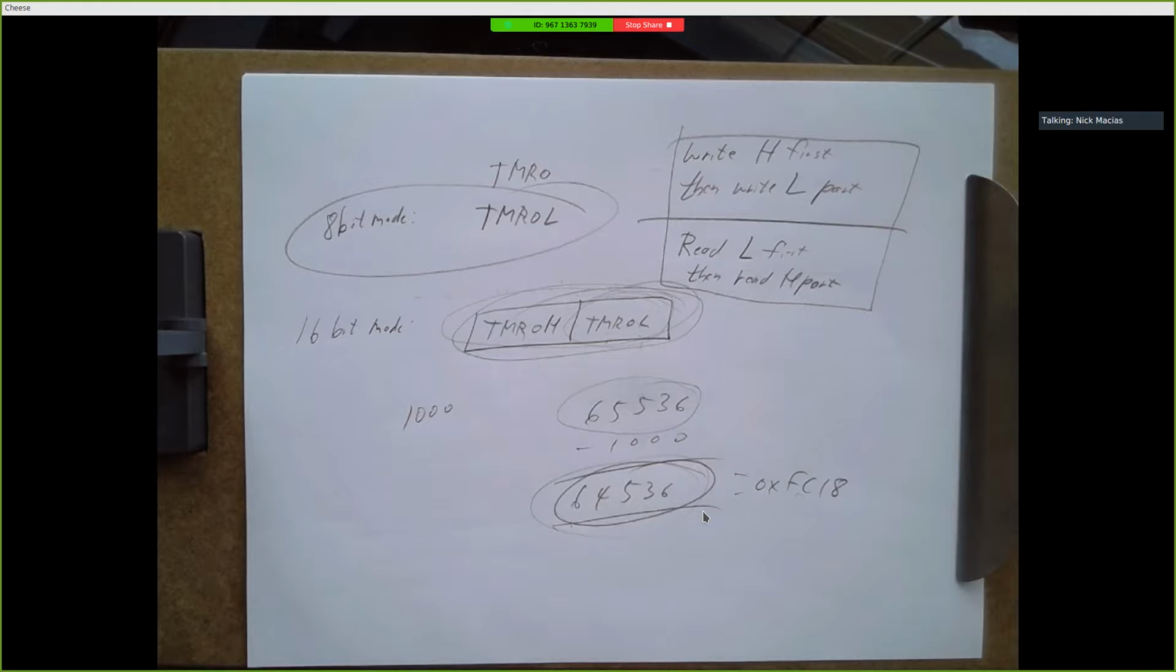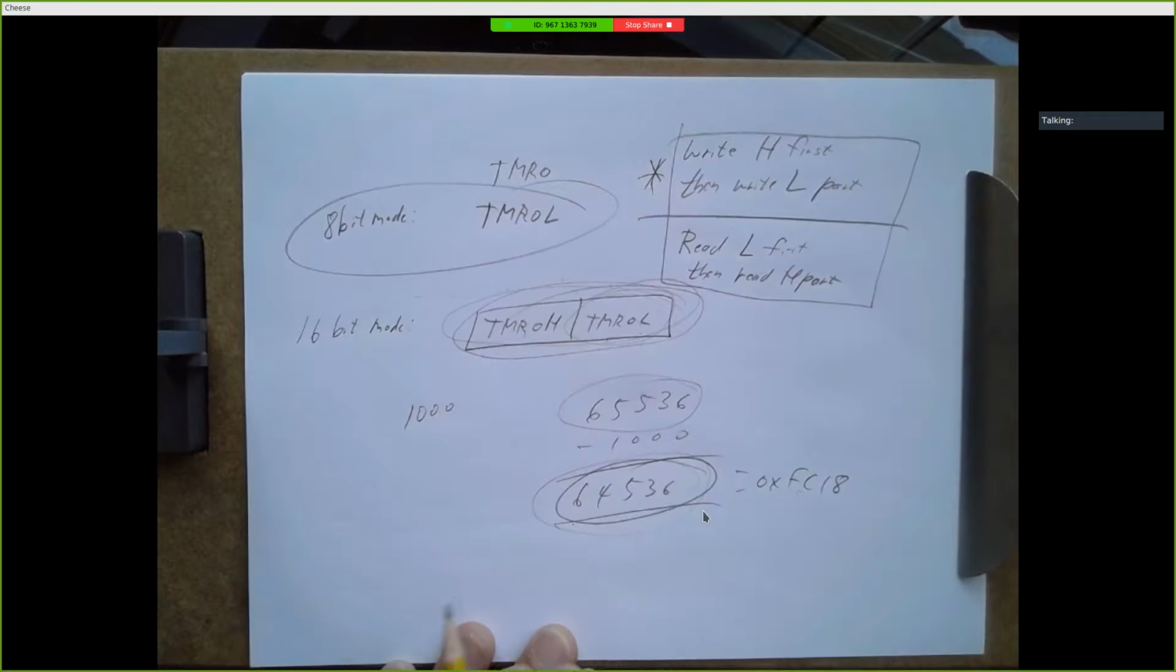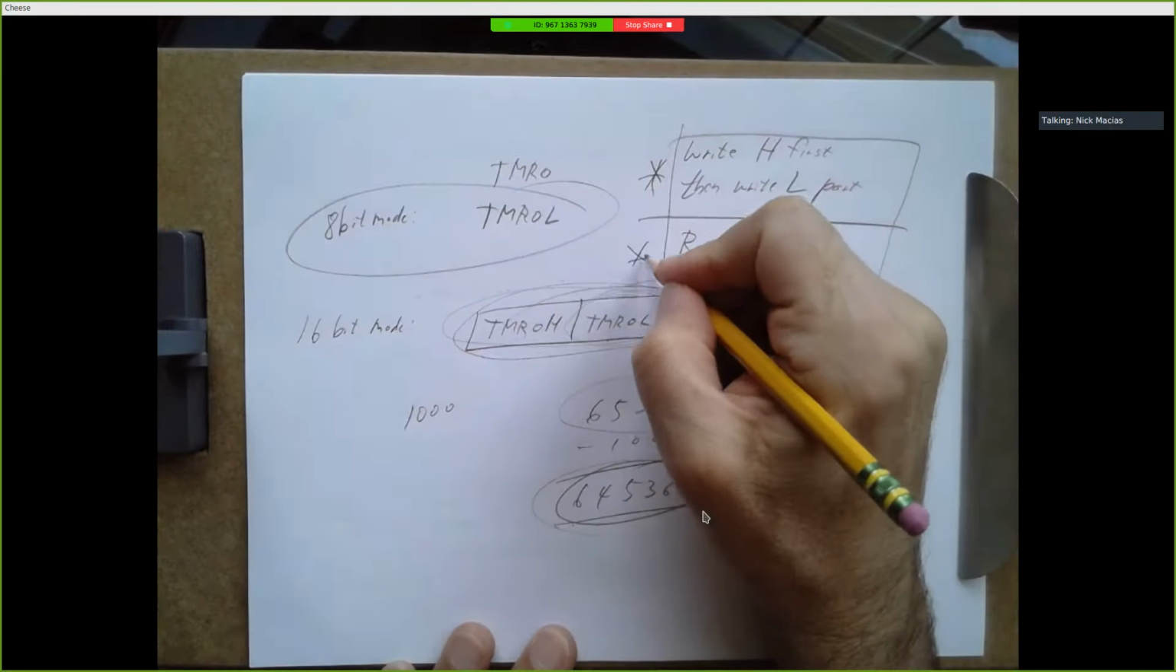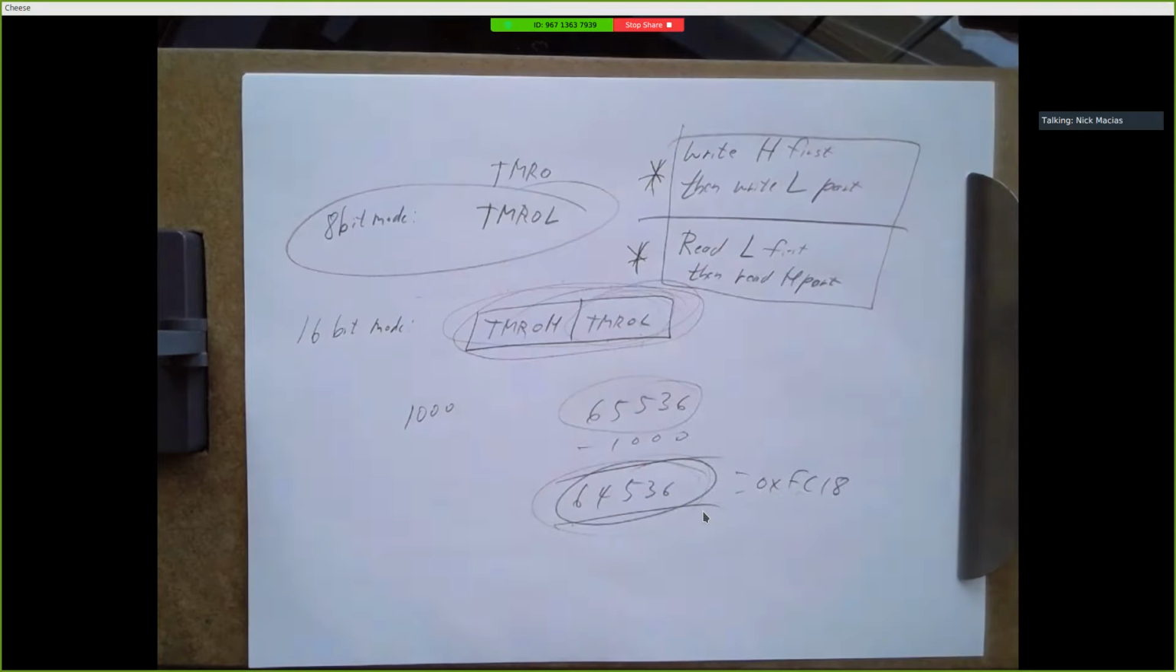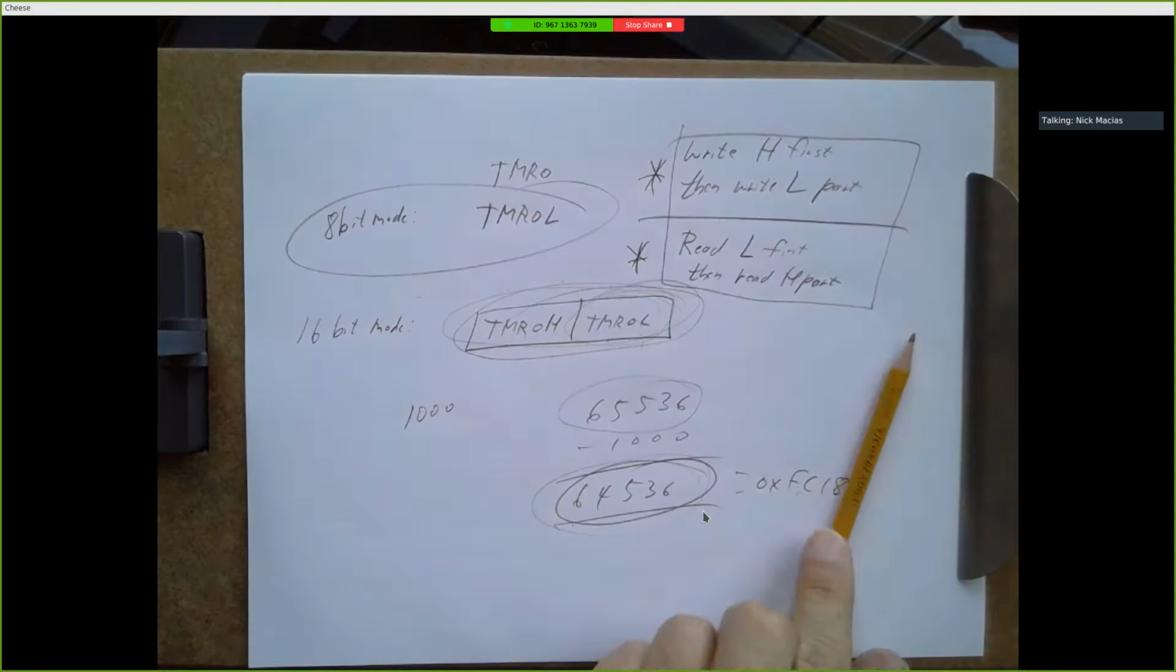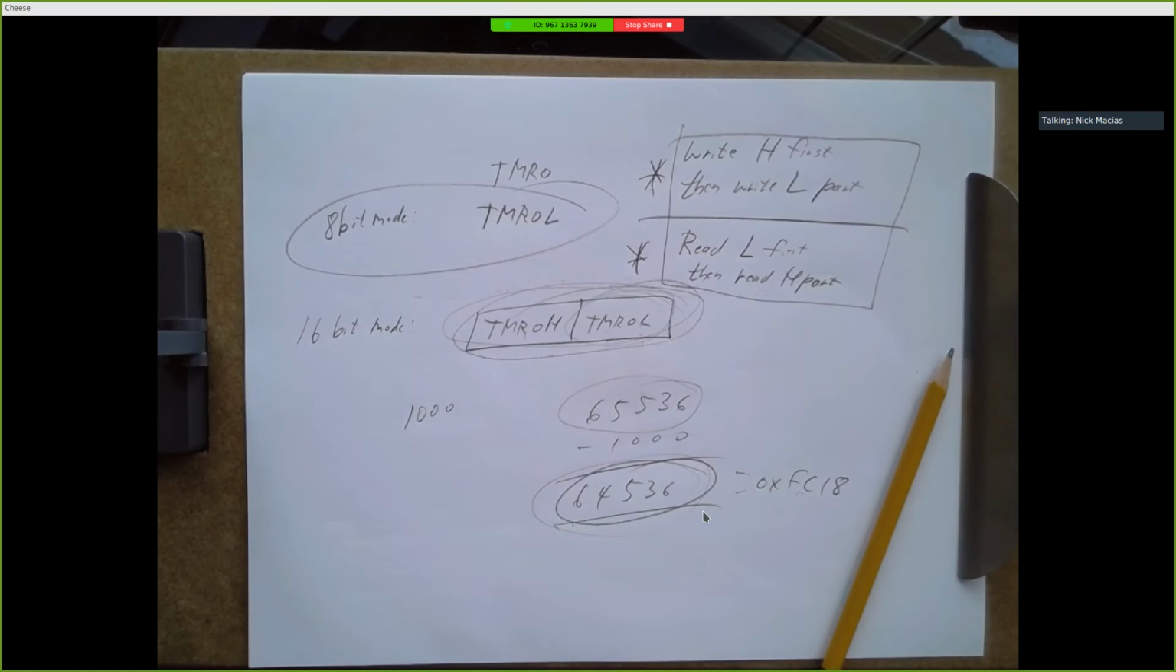So there's hardware support. You can see it on page 102 of the data sheet that helps you avoid this if you stick with these rules. When you're writing a 16-bit register, write the high byte first. When you're reading a 16-bit register, read the low byte first. Okay, that's just one of those things to know.